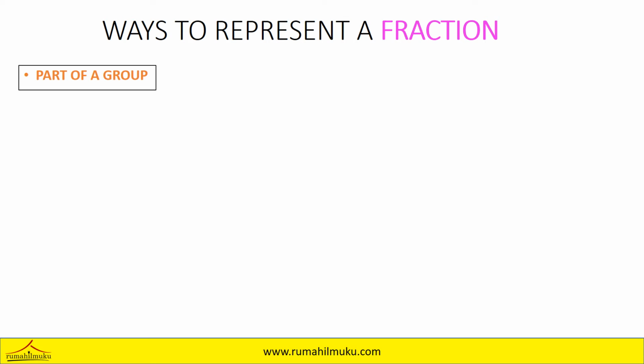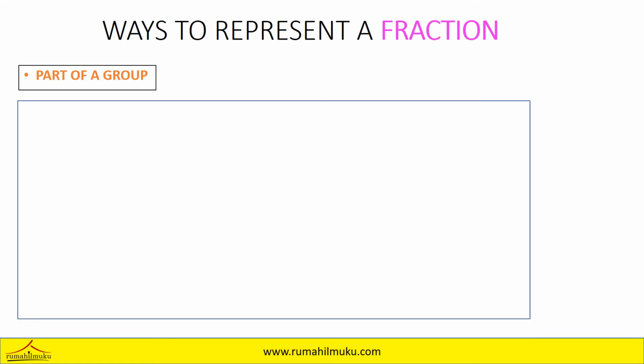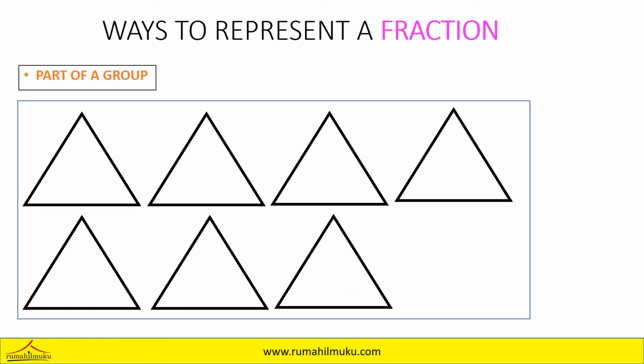The other way to represent a fraction is using part of a group. So let's just say we have a group of 7 triangles and we cover up 2 of those triangles. So it becomes 2 out of 7.